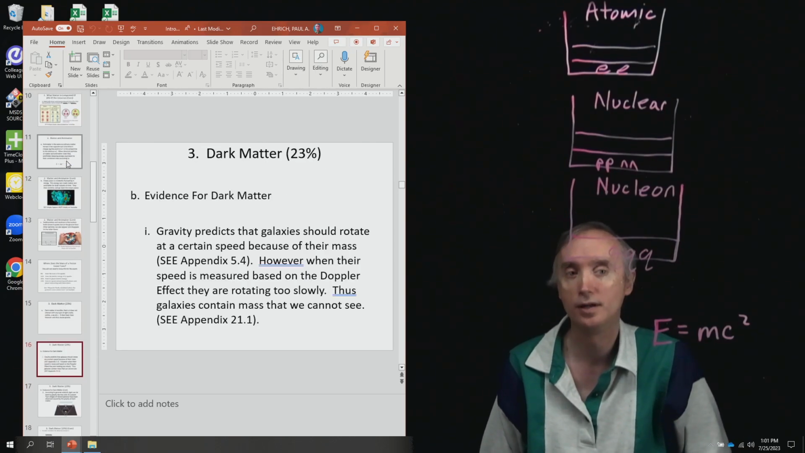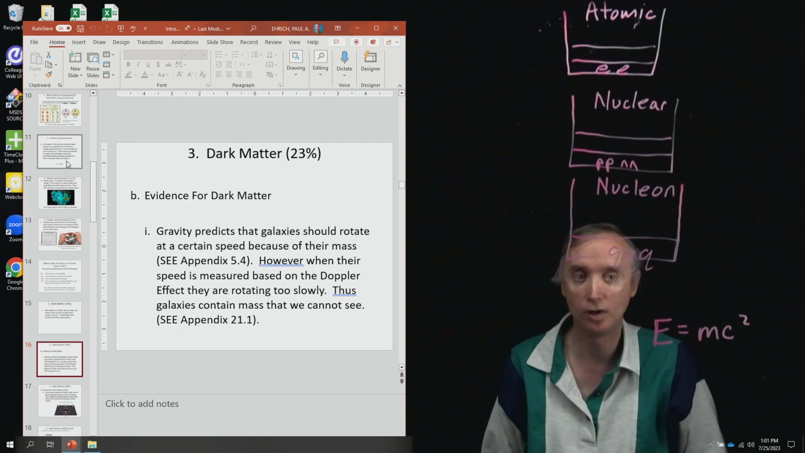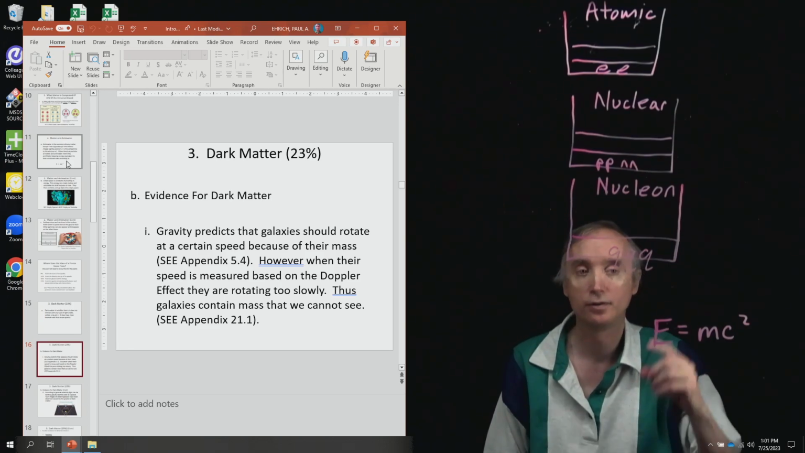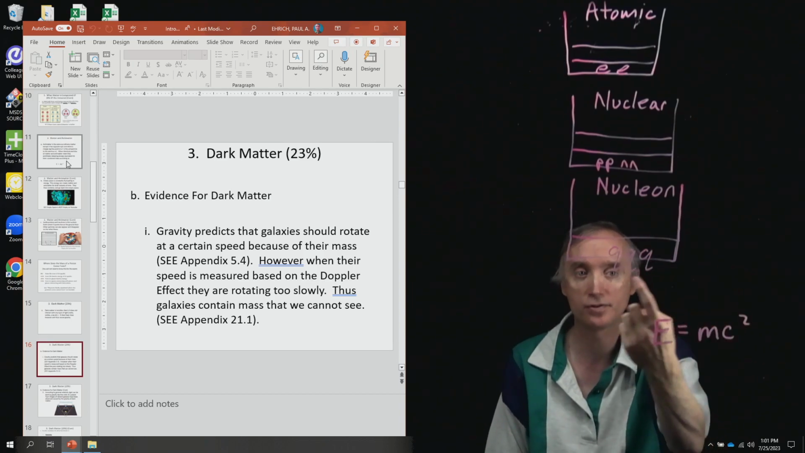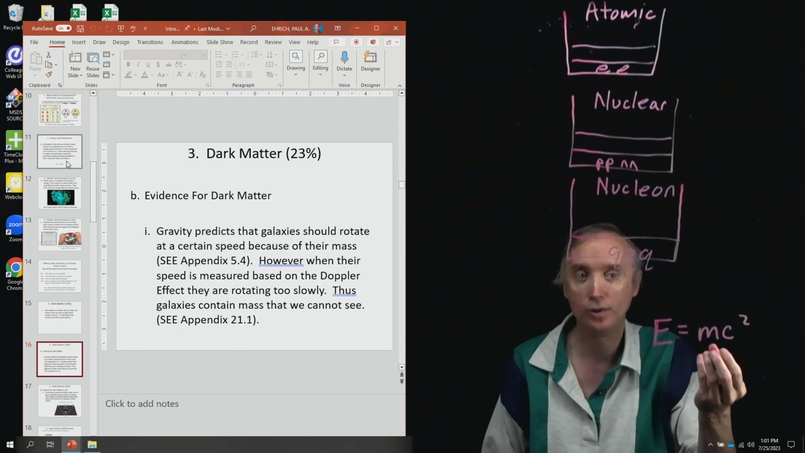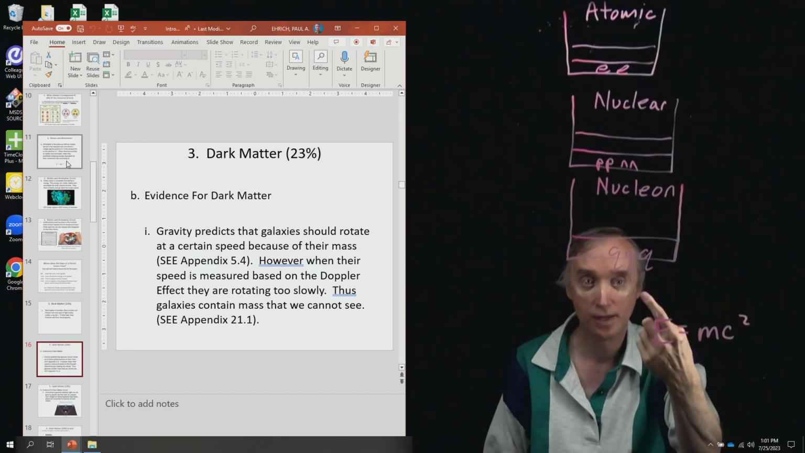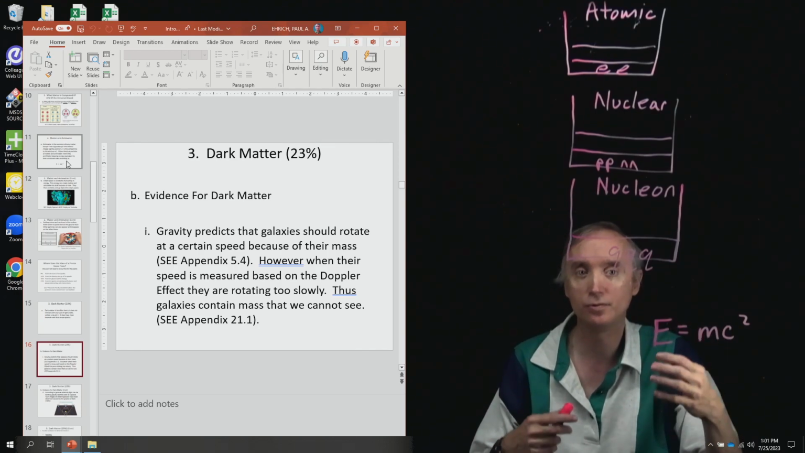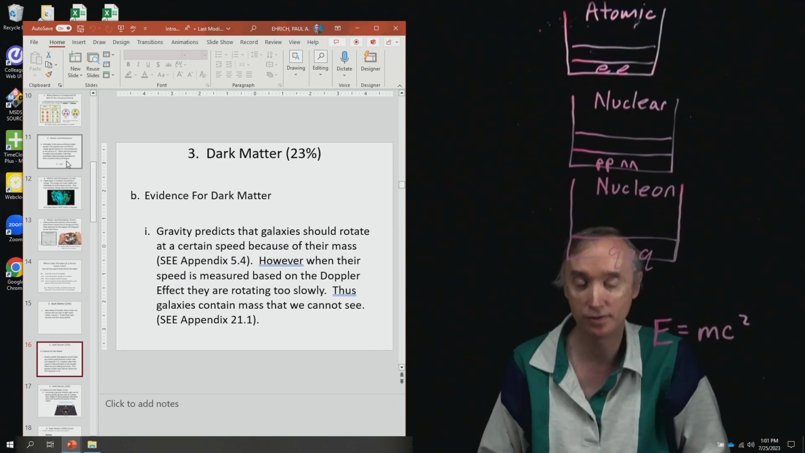So how do we know that dark matter exists? One has to do with the rotational rate of galaxies. According to Kepler's laws, galaxies should be rotating at a certain speed depending on how much mass they contain. However, when we look at these galaxies using light, we notice that they're rotating at the wrong speed. And in order to make them rotate at the speed at which we see them rotating, we need to pretend that that galaxy has more mass than what we can see. And that missing mass is the dark matter in those galaxies.